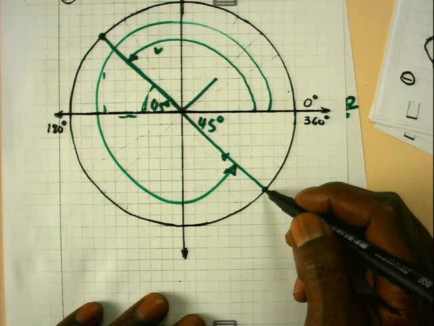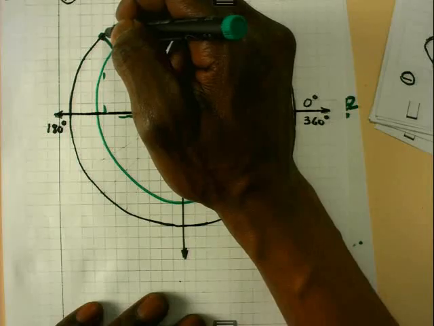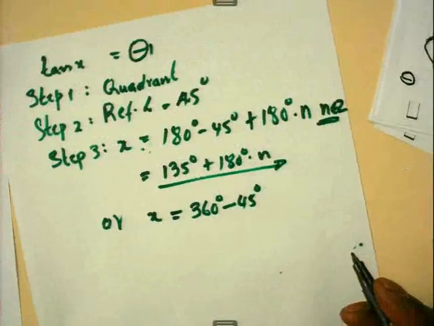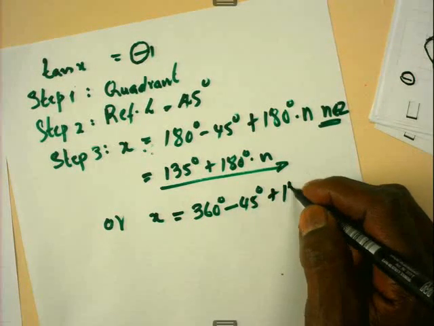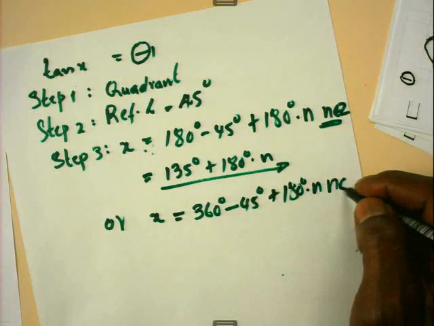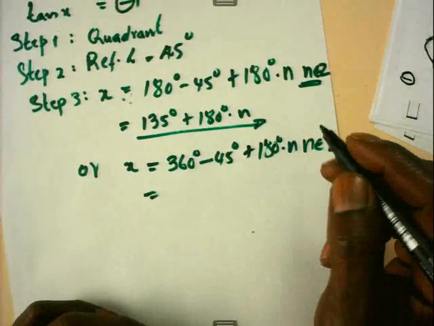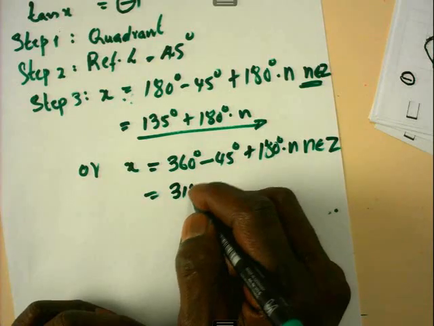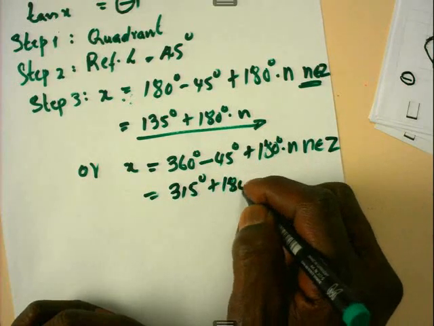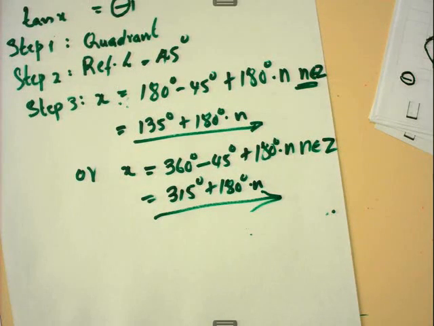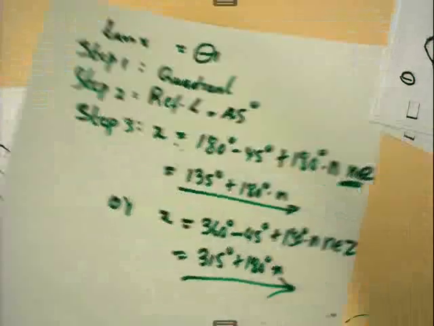But as we have indicated, to find the general solution, once we rotate 180 degrees, we are there, we find another solution. We rotate 180 degrees, we find another solution. So we'll have plus 180 degrees times n, n being an element of integers. Okay, we simplify this. 360 minus 45, that will be 315 plus 180 degrees times n. I hope you find it interesting as we are moving deeper and deeper with these trigonometric equations.